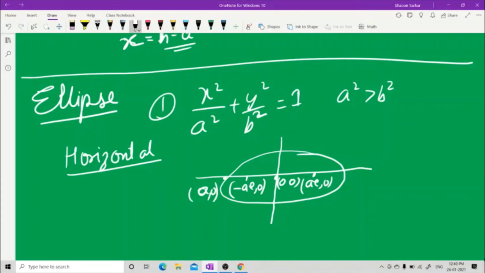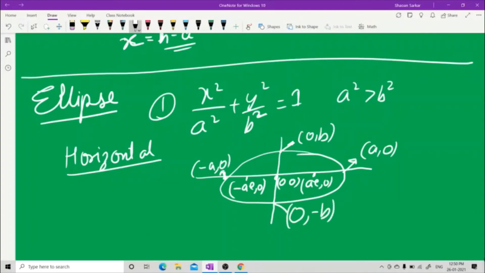This point is minus, sorry, just a minute. Let me rewrite it correctly. This point is minus A comma 0. I'm talking about this point. Now this point is A comma 0. This point is 0 comma B, and this point is 0 comma minus B.